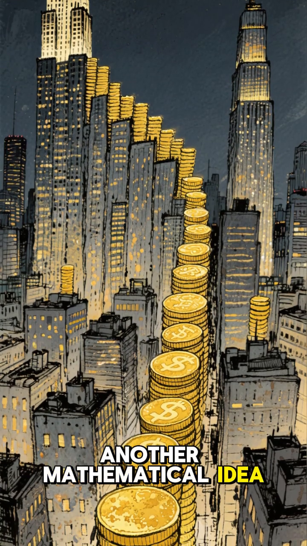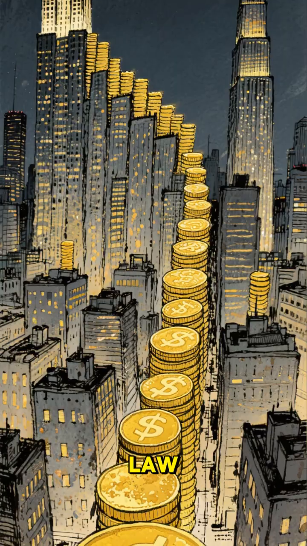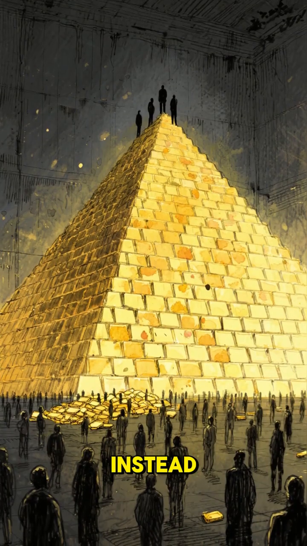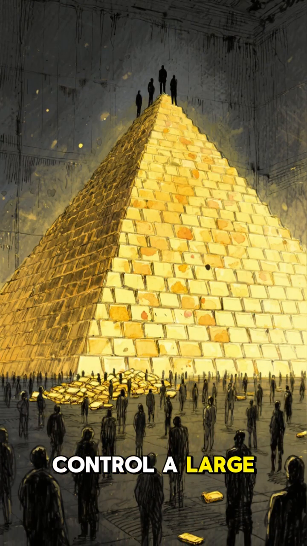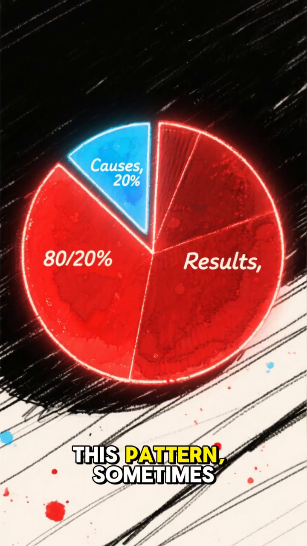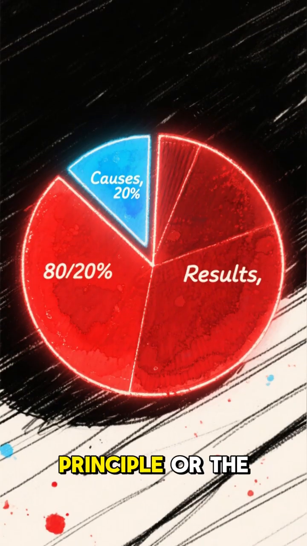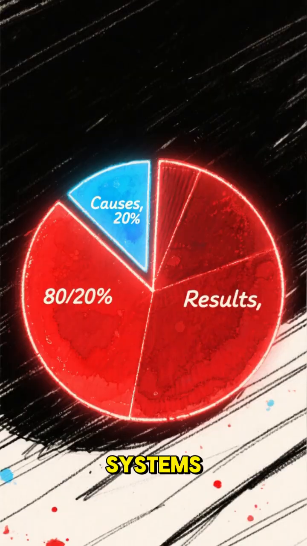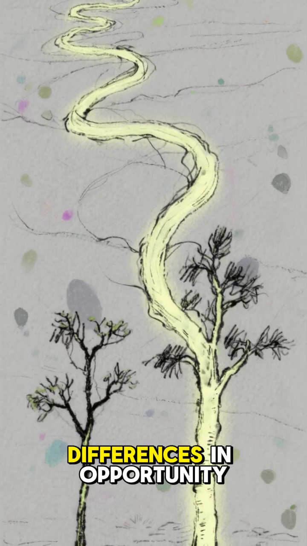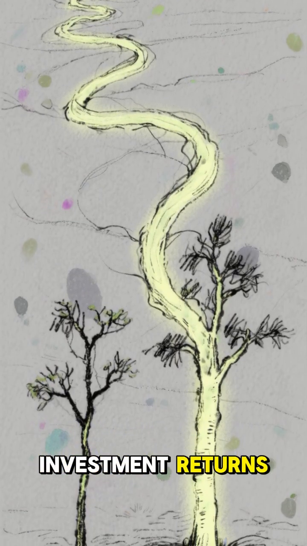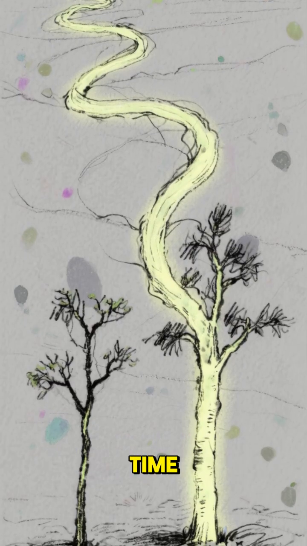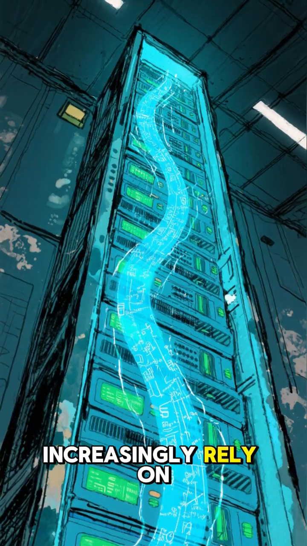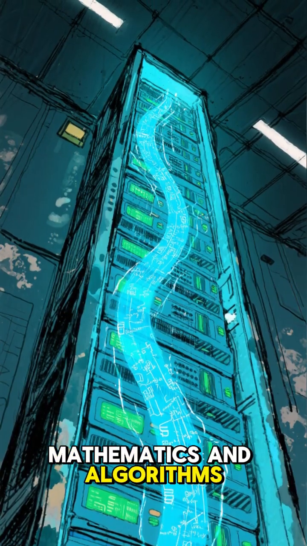Another mathematical idea influencing wealth distribution is the power law. In many economic systems, wealth does not distribute evenly. Instead, a small percentage of individuals control a large portion of total wealth. This pattern, sometimes described by the Pareto principle or the 80-20 rule, appears in many natural and social systems. Mathematics shows that small differences in opportunity, investment returns, or network advantages can compound over time, leading to significant disparities in wealth.